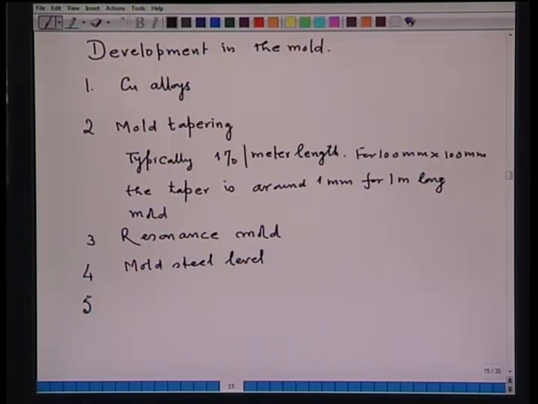Then also the submerged entry nozzles, that is, these nozzles enter into the mold. In fact, in all blooms, slabs and billets, the submerged entry nozzle for carrying the Tundish stream into the mold is being practiced.